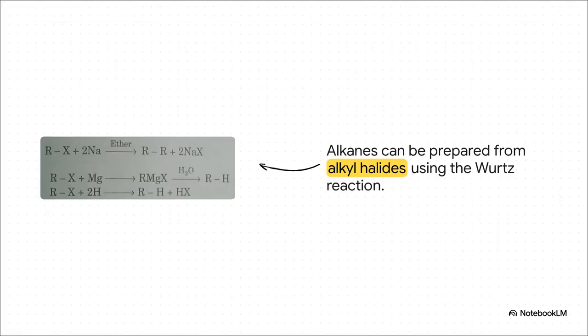Of course, chemists have figured out all sorts of clever ways to build these molecules. What you're looking at here are basically recipes for making alkanes. Take the top one, for example. That's the Wurtz reaction. You can see how it takes two smaller pieces and uses sodium to just stitch them together into one longer alkane chain. These are absolutely fundamental techniques in any organic chemist's cookbook.